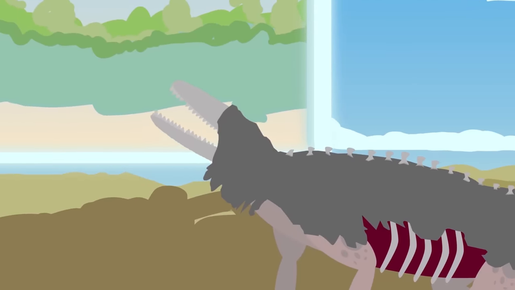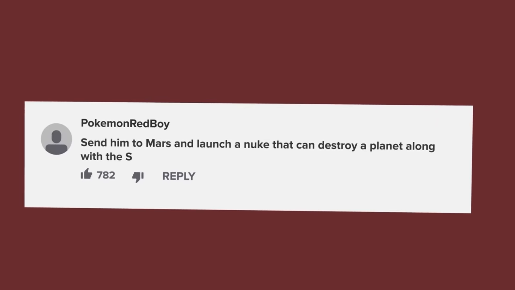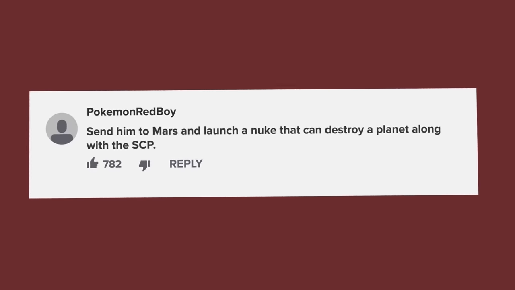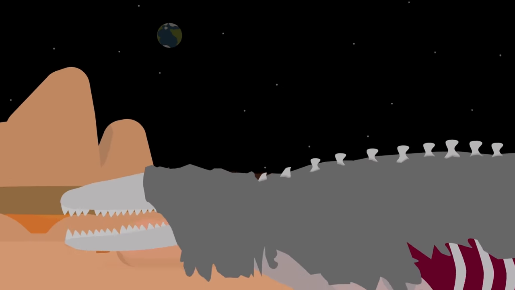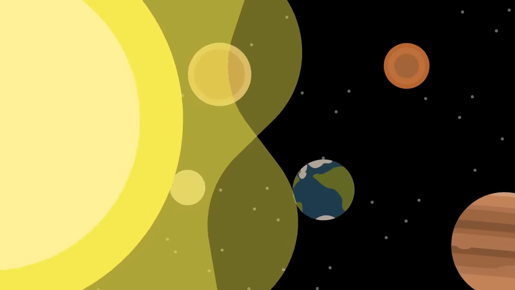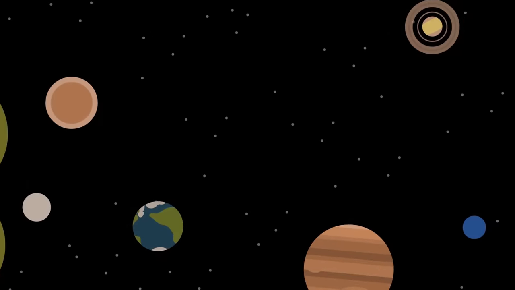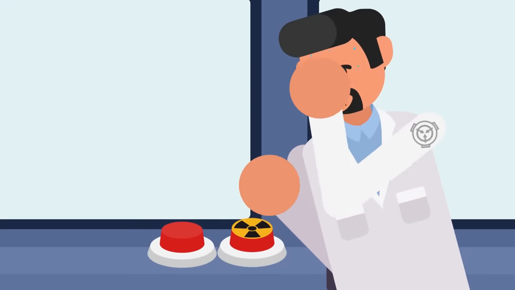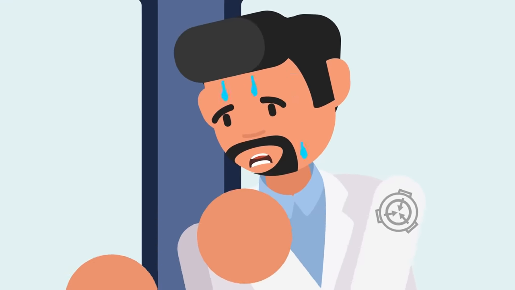Pokemon Red Boy said, "Send him to Mars and launch a nuke that can destroy a planet along with the SCP." While a nuke capable of destroying the planet of Mars would also likely destroy SCP-682 in the process, the destruction of Mars itself would likely cause such a catastrophic shift in our neck of the solar system that we'd probably die along with it.